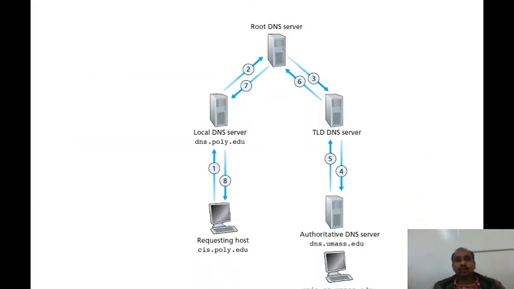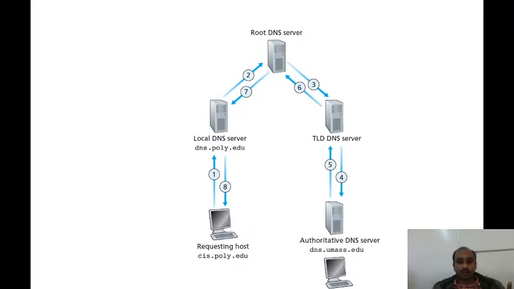Now, the second way is that the client requests the IP address for this host name. It will first send the request to the local DNS server. From the local DNS server, it will go to the root DNS server. From the root DNS server, it will go to the TLD DNS server. From the TLD DNS server, it will go to the authoritative DNS server. At the authoritative DNS server, I get the IP address.